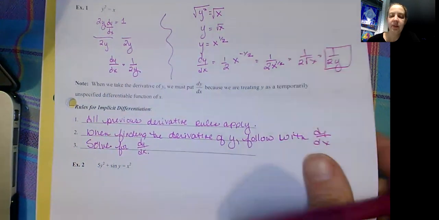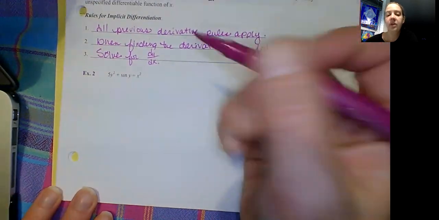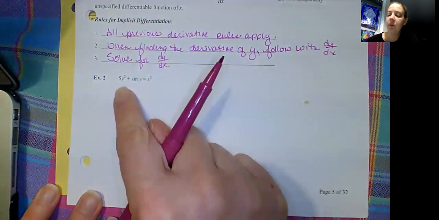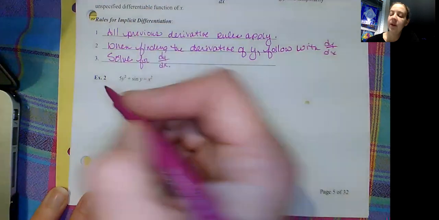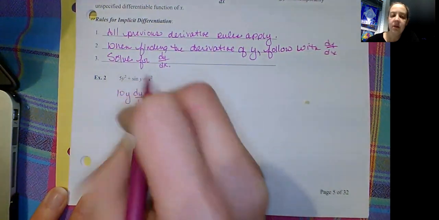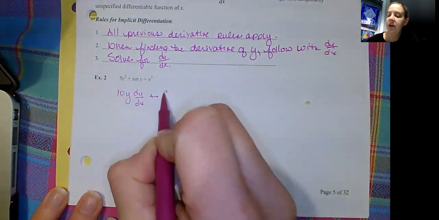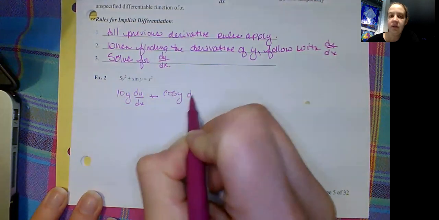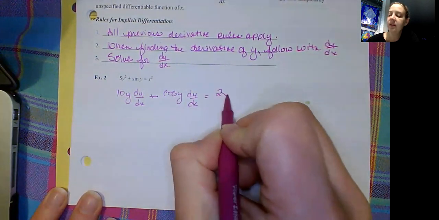Now, I like example 2. I think it's a nice way to illustrate that. In the first one, we could solve for y. In this one, we cannot. So what we'll do is find the derivative of each piece. The derivative of 5y squared is 10y dy dx. The derivative of the sine of y, check your golden ticket, is cosine of y dy dx. And the derivative of x squared is 2x.